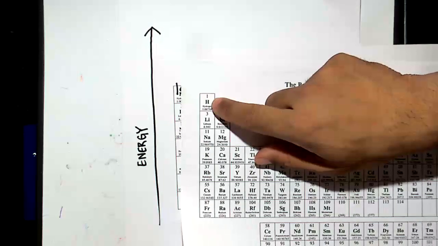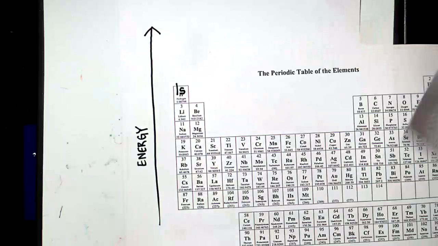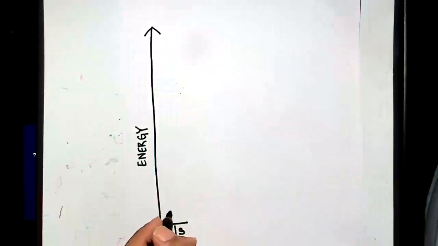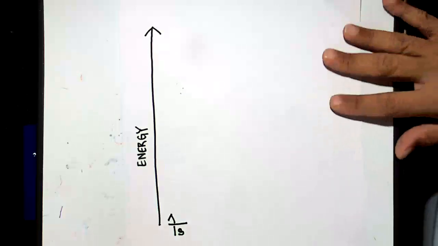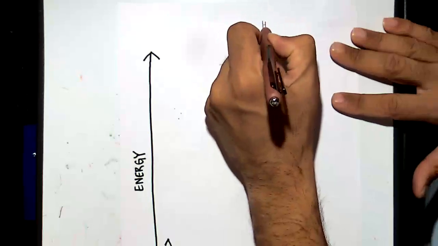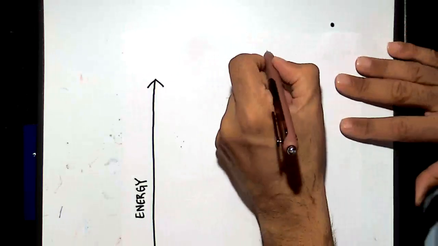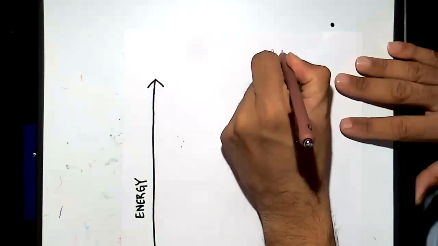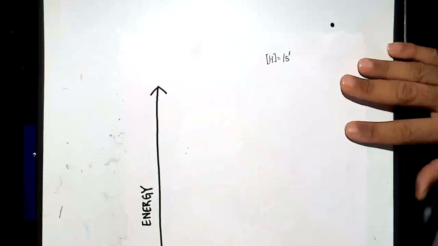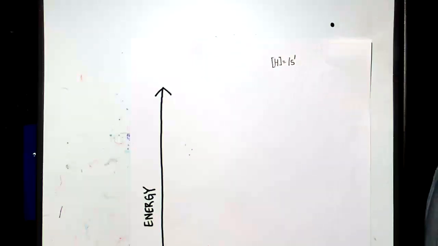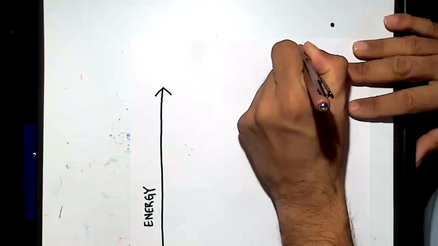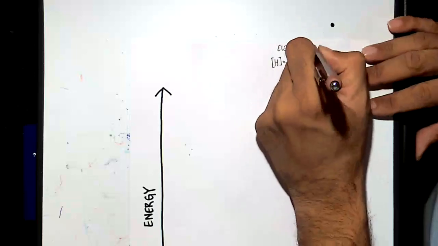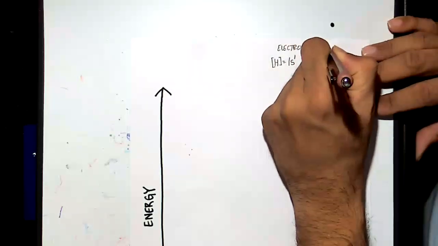So how many electrons are in hydrogen? 1. So what is the electron configuration of hydrogen? The electron configuration of hydrogen is going to be 1s1. I'll just put it in brackets here. That superscript 1 symbolizes that 1 electron. We will do the electron configuration of several of these elements for this entire class.